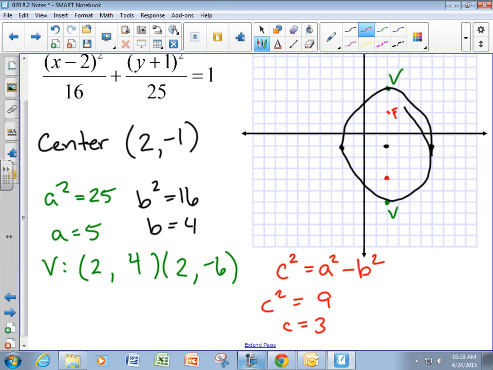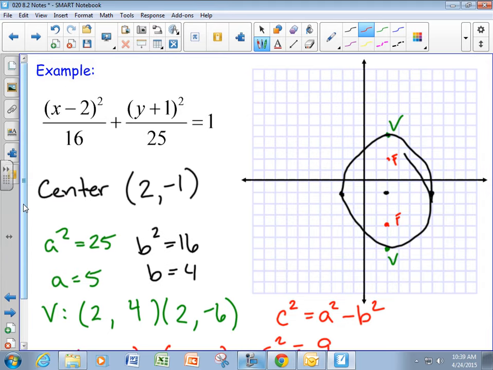And so my foci ordered pairs would be at 2 and then up 3 from my y value of -1, so at (2, 2), and then at 2 and then down 3 from my -1, so (2, -4). And that's everything labeled for an ellipse.